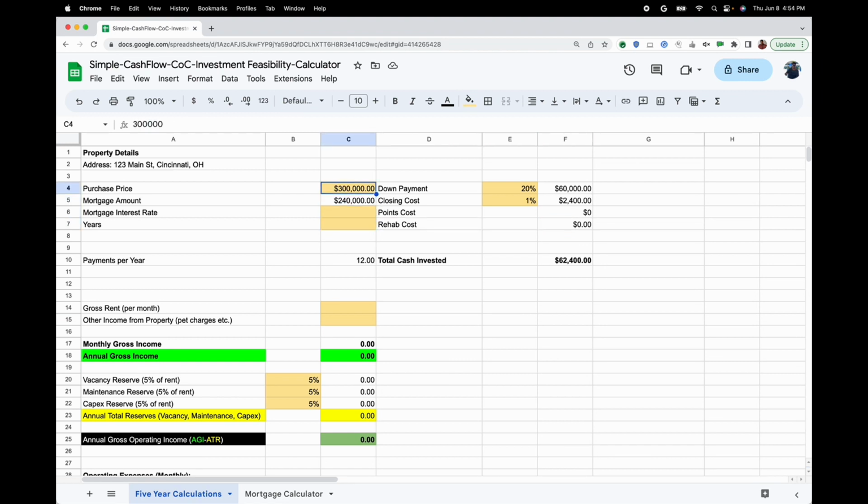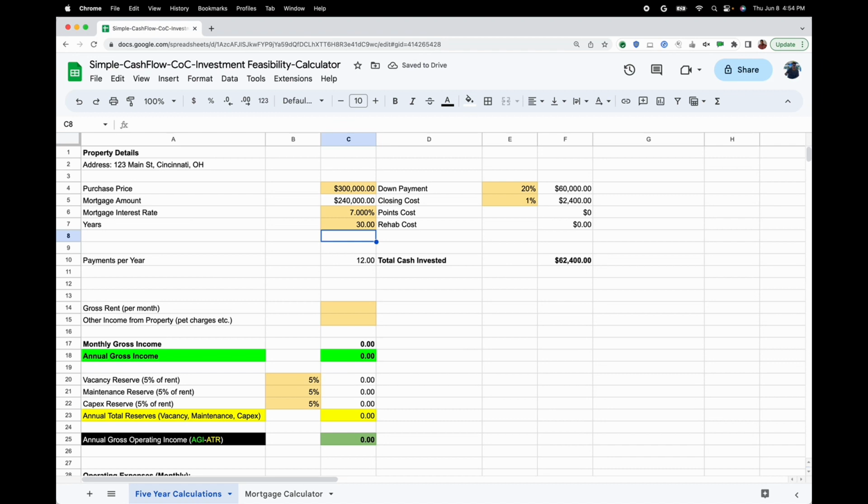You already said that the purchase price is 300,000. The mortgage amount is calculated by subtracting the 60,000, which is the down payment, 20% of 300,000, and you get a mortgage amount of 240,000. Mortgage interest rate, this will be the prevailing rate which you see in the market. You can talk to some lenders and they'll tell you what the rates are. In today's market, 7% is the normal rate, and you normally will go with a 30-year fixed mortgage.